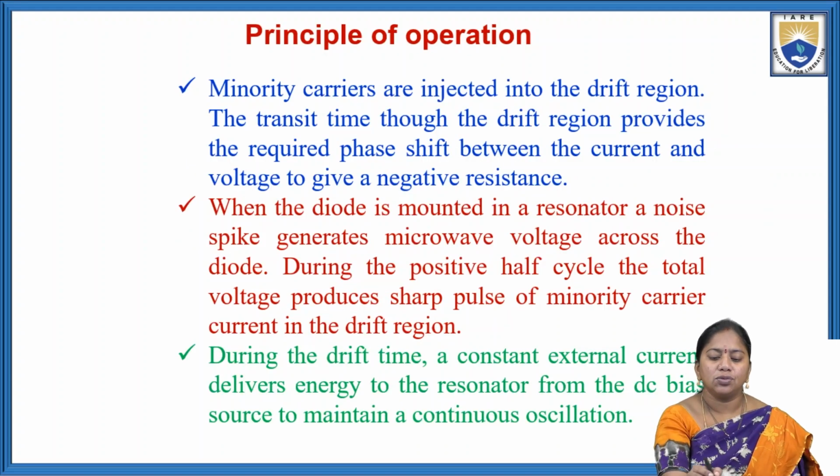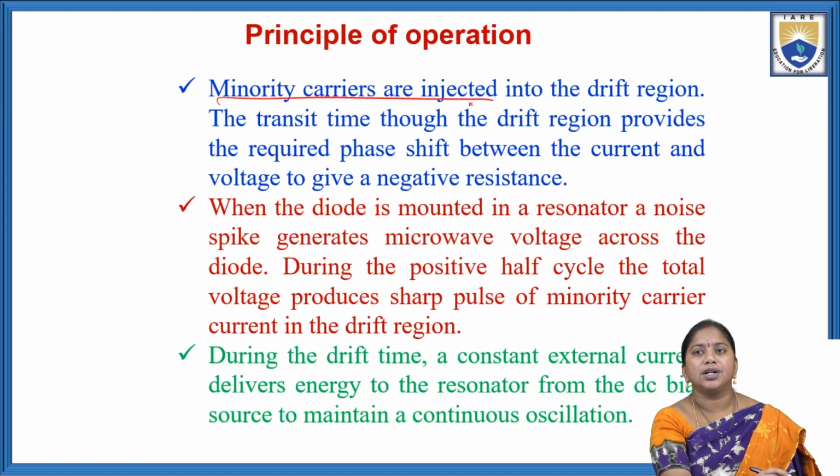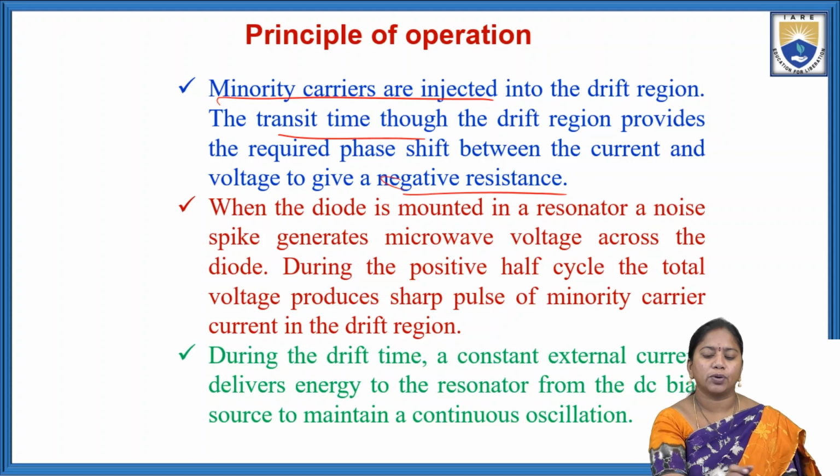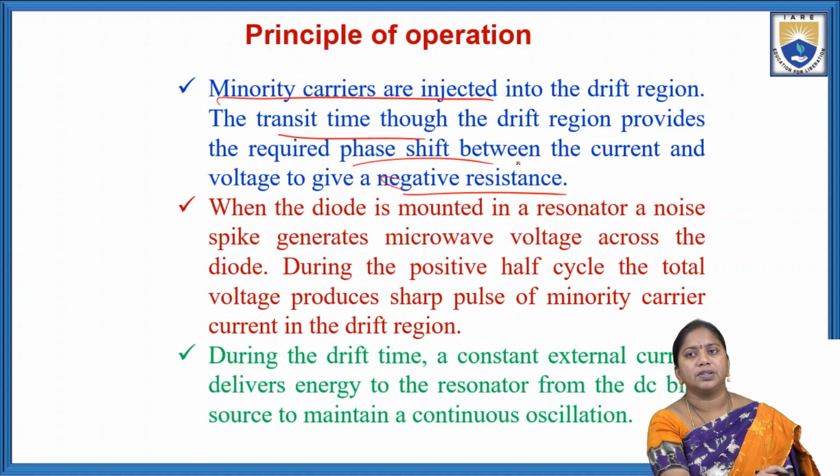Principle of operation. Minority carriers are injected into the drift region. The transit time through the drift region provides the required phase shift between the current and voltage to give the negative resistance.